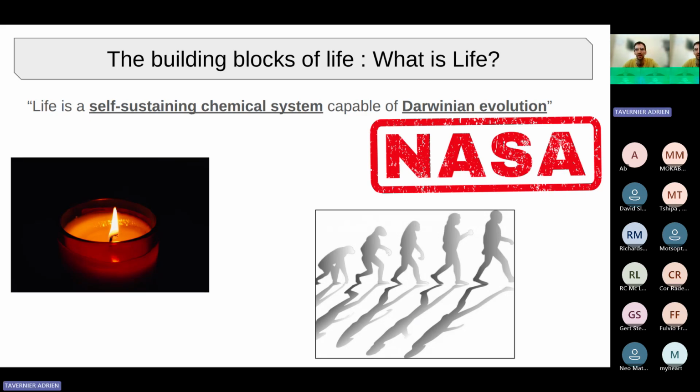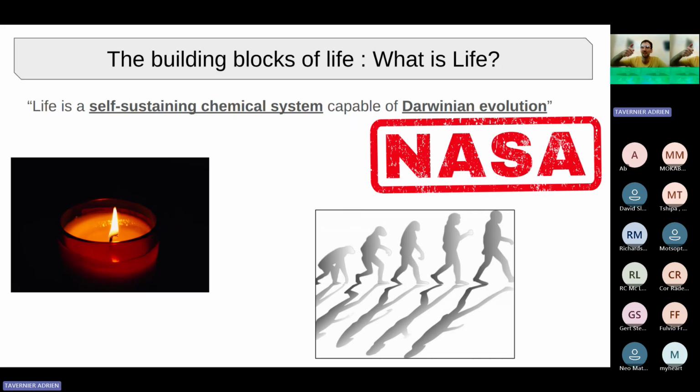What is life? When you ask 10 biologists, you will have 10 different definitions. So it might be interesting to use one which has been accepted by NASA. NASA defines life as a self-sustaining chemical system capable of Darwinian evolution. So two important groups of words here: self-sustaining chemical system and Darwinian evolution.